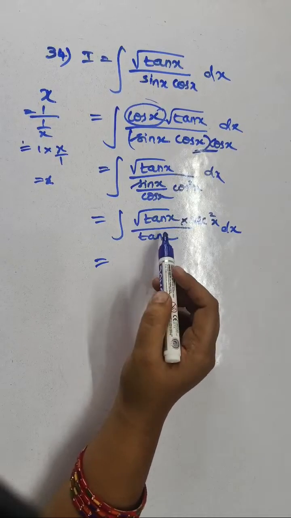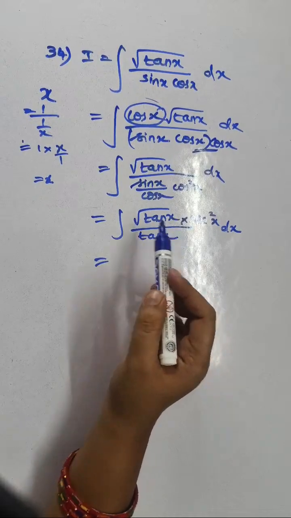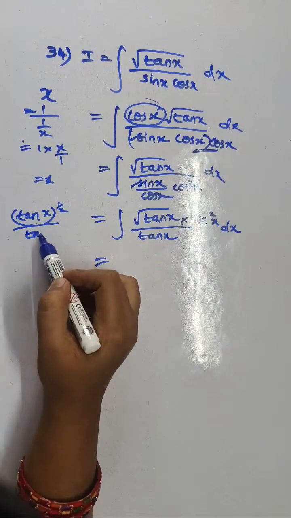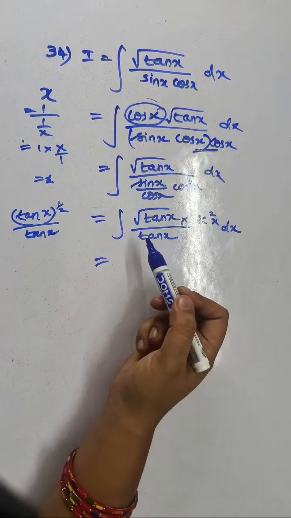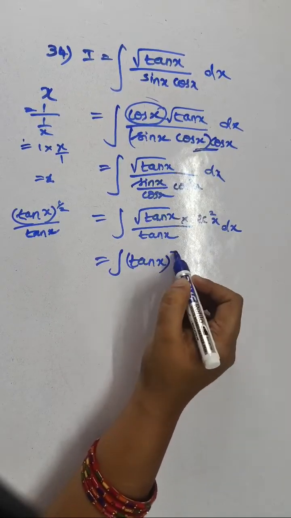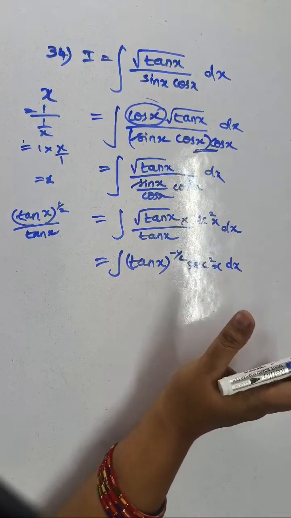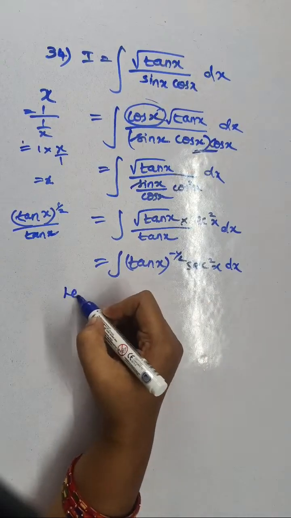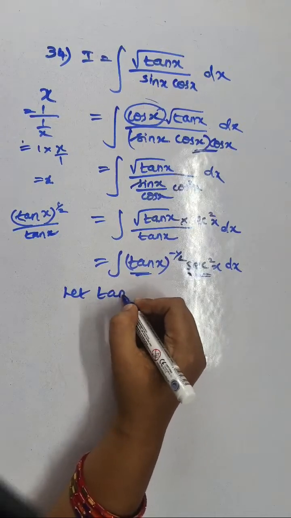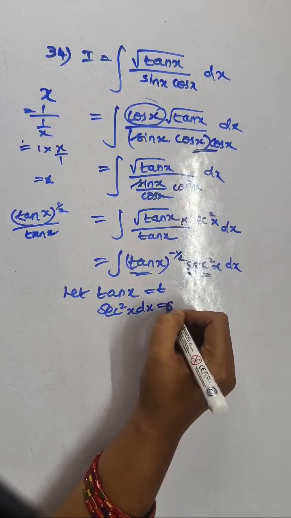Now you have tan x power half, and in the denominator you have tan x, with the same base, so that will become half minus 1, minus half. So it is tan x power minus half into secant square x dx. So we have simplified the terms whichever possible. Now use the substitution because we have two functions here. So let tan x equal to t. Differentiation will be secant square x dx as dt.